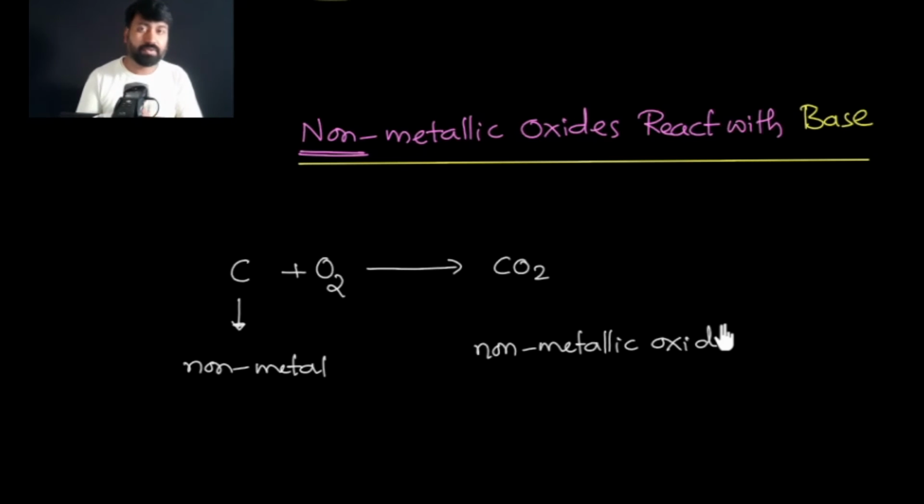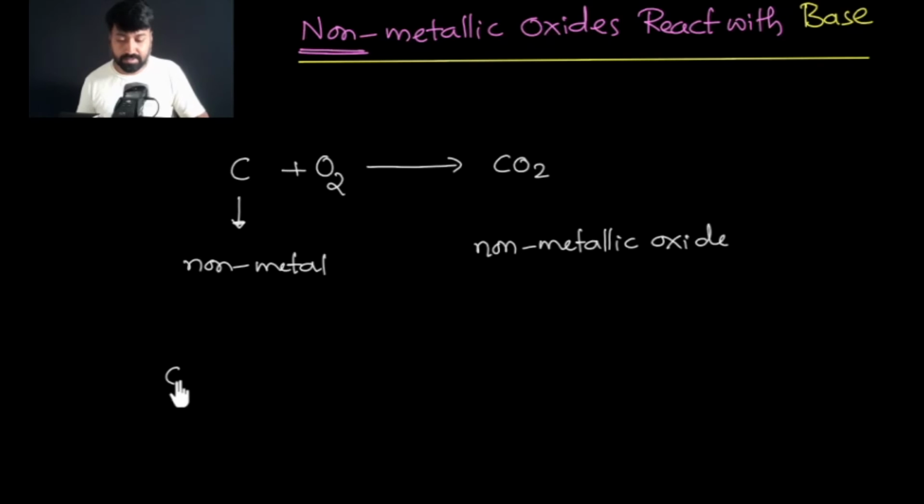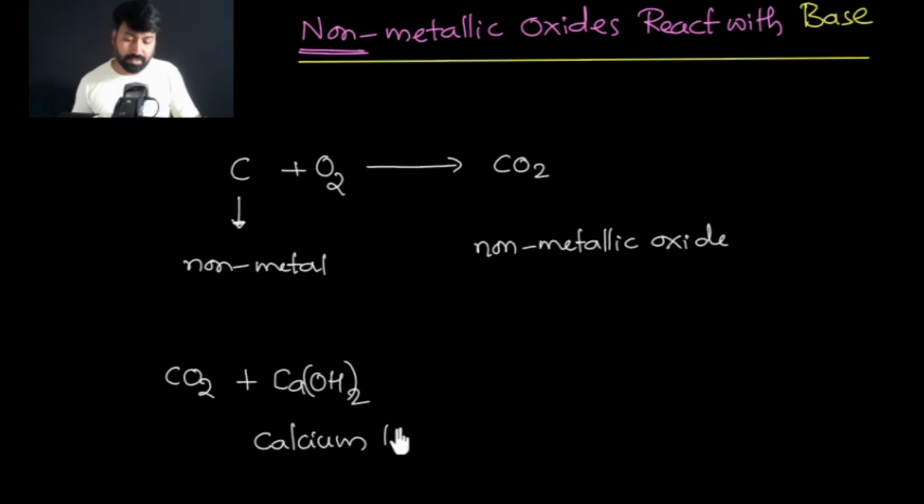Now we have to react this non-metallic oxide with the base. We'll see what happens. I will take the carbon dioxide, CO2, and then react this with any of the bases. We can take sodium hydroxide, potassium hydroxide, or calcium hydroxide. We'll take here Ca(OH)2. It is called calcium hydroxide. This calcium hydroxide is a base, because it gives OH minus.